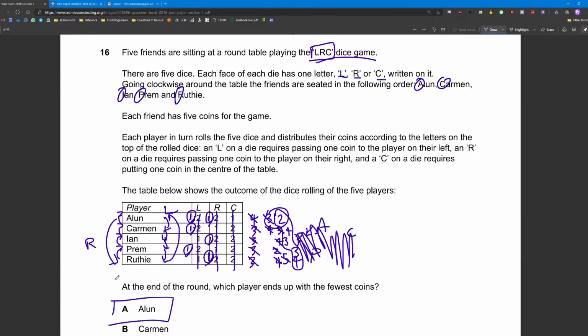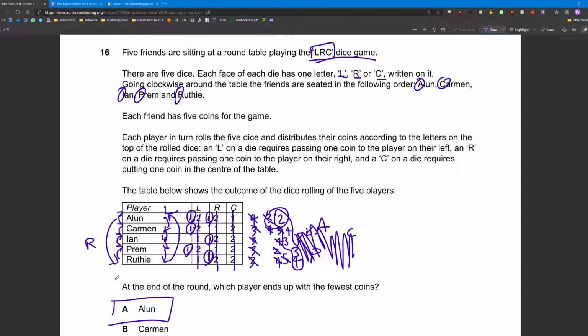So the key idea to notice here was that the center was very easy to evaluate, and you could just evaluate it by putting everything in the center. The second thing to notice was that if everyone passes 1 coin to the person on their left, then nothing changes. And if everyone passes 1 coin to the person on their right, then nothing changes.